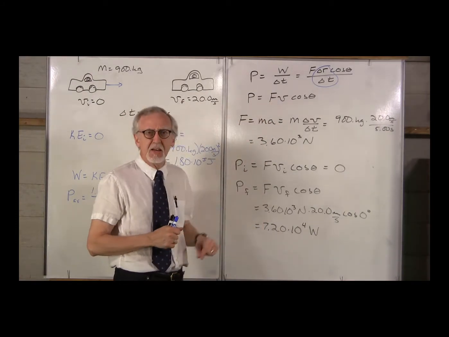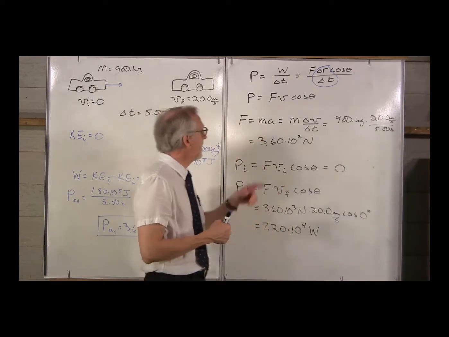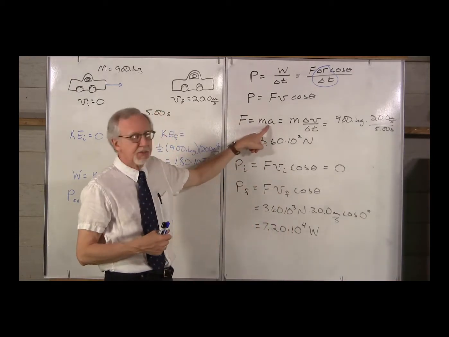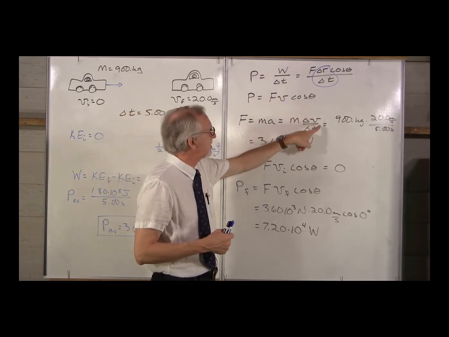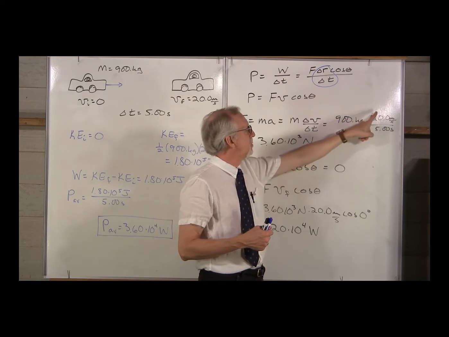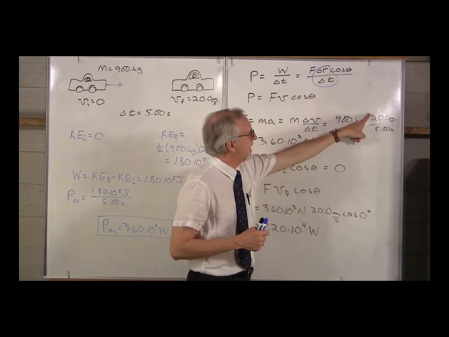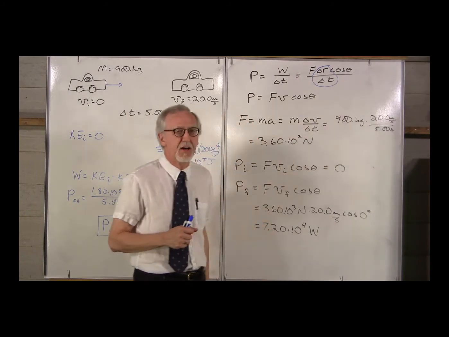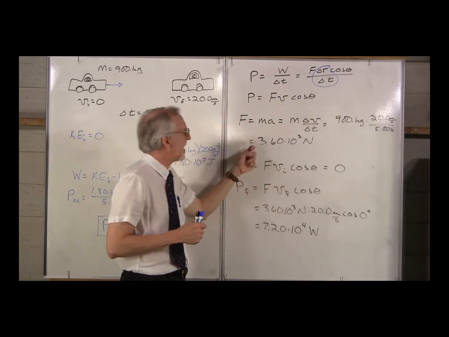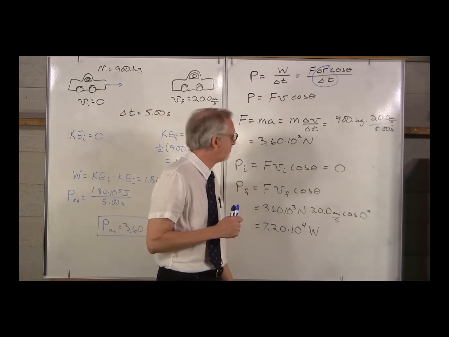What's the force acting on the car? As I said, we'll assume the acceleration is constant. We can say the force is the mass times acceleration, or the mass times delta v over delta T, which is 900 kilograms times, it goes from 0 to 20 meters per second. So delta v is 20 meters per second, delta T is 5 seconds. Multiplying that out, we get a force of 3.6 times 10 to the 3rd newtons.